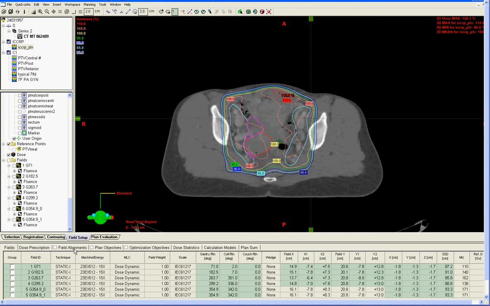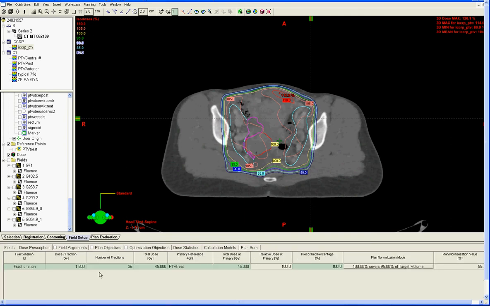In this case, we used 15 MV photons for the treatment delivery. The prescription dose was 45 gray in 1.8 gray daily fractions.